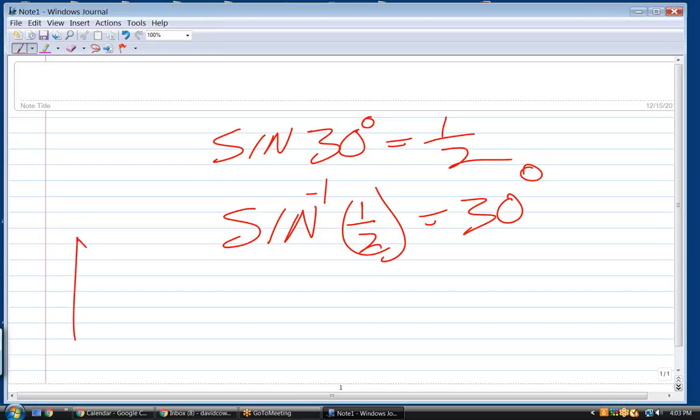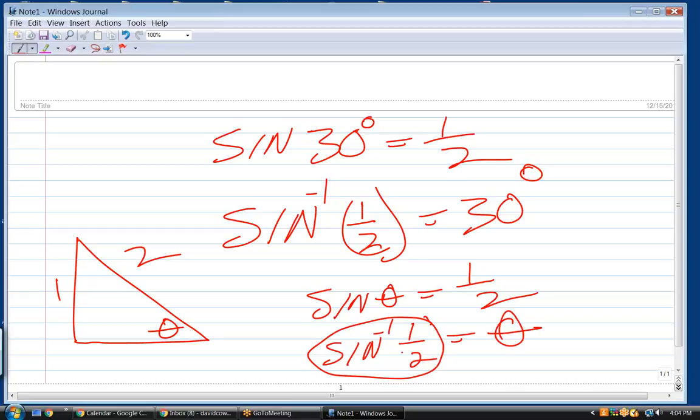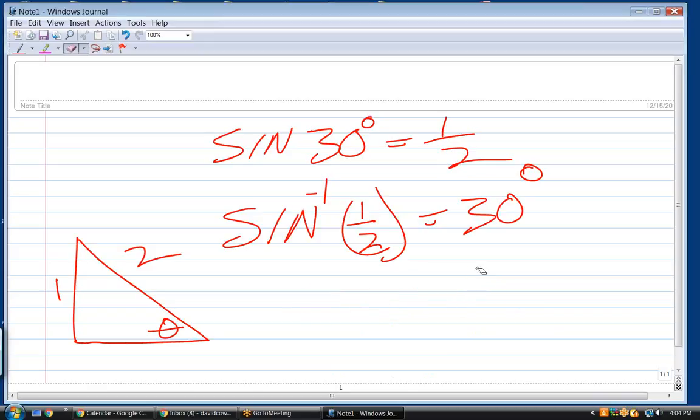In other words, if I gave you a triangle and I said, tell me what theta is, well, you would see that the sine of theta equals 1/2. So I must have to take the inverse sine of 1/2 to figure out what theta is. If you look in your calculator, the inverse sine of 1/2 is 30 degrees. So that's all it is. You use inverse trig functions when you're trying to find angles. Use trig functions when you're trying to find ratios. And that's an important distinction.